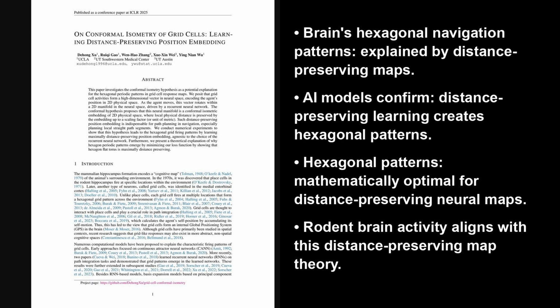So, to wrap things up on this fascinating look at grid cells, the main takeaway is that the conformal isometry hypothesis, which means preserving local distances when mapping physical space to neural activity, really explains those hexagonal patterns. This research shows that when models learn to keep local distances accurate, hexagonal grids just emerge. Their theory even suggests a hexagonal arrangement on a neural torus, that's a kind of donut-shaped activity space, is optimal for this. And it's all supported by strong computational and biological evidence.